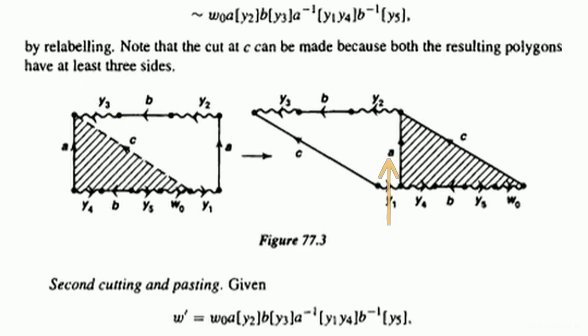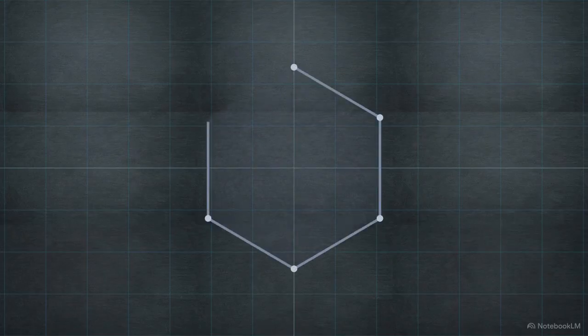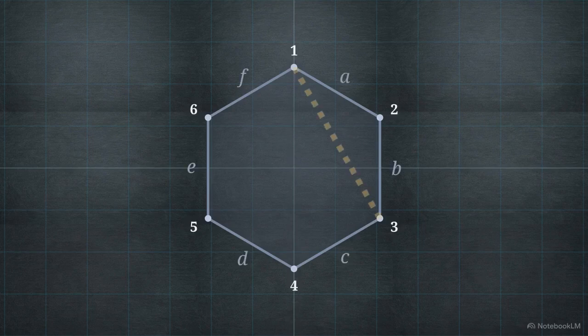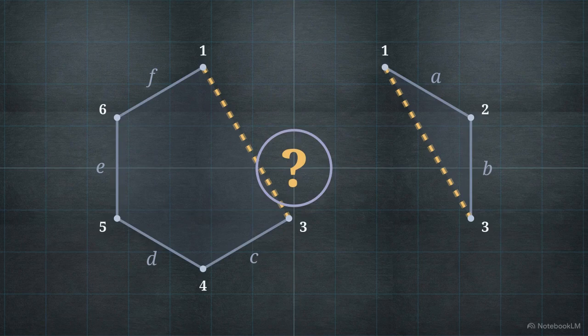In figure 77.3, we slice the polygon along a diagonal and paste it back together along matching edges. This action is an algebraic substitution. The cut introduces a new edge, C. The paste absorbs old edges, condensing the scheme into an equivalent string. Try this yourself. If you draw a diagonal from vertex 1 to vertex 3 on this polygon, what do the two new resulting labeling schemes look like?